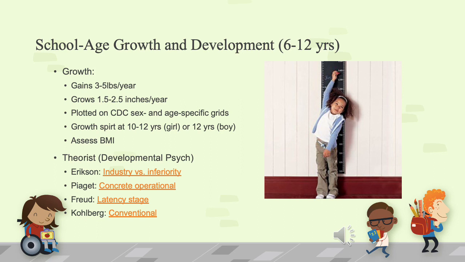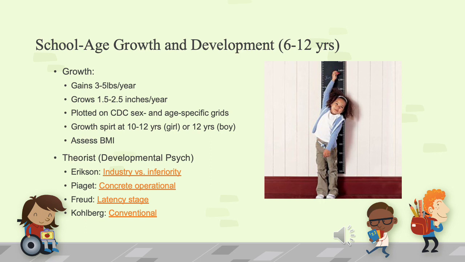In this growth chart, you can see that they will be going through a growth spurt, and for girls, it's typically around age 10 to 12 years, and for boys, it's around 12 years of age. Another intervention for the nurse to do is to assess the BMI of the child. Just like in the previous lectures, there are developmental milestones too, and the theorists are listed below.